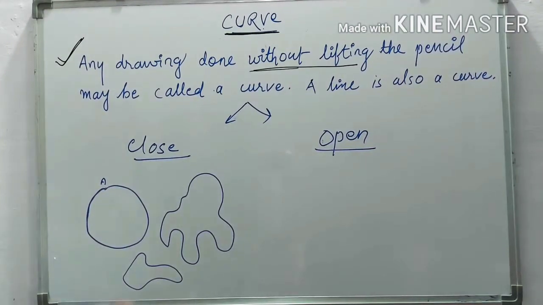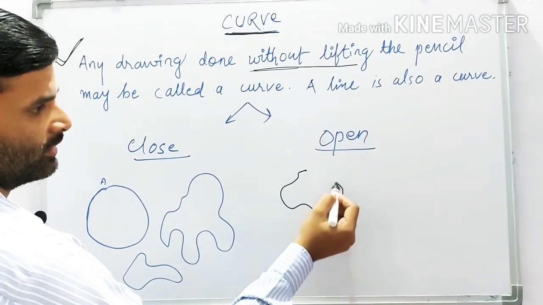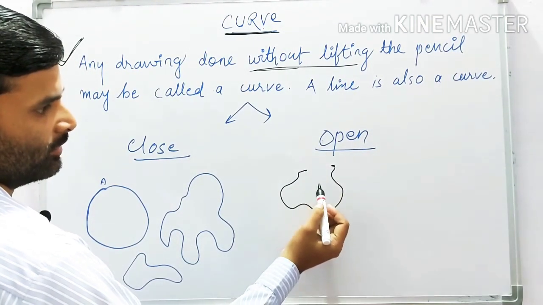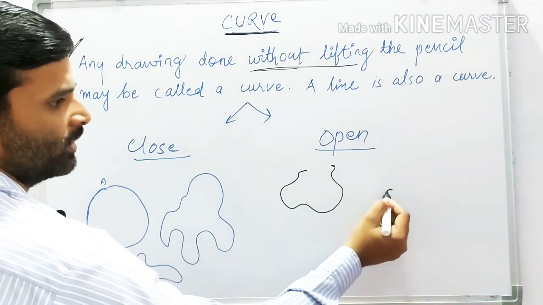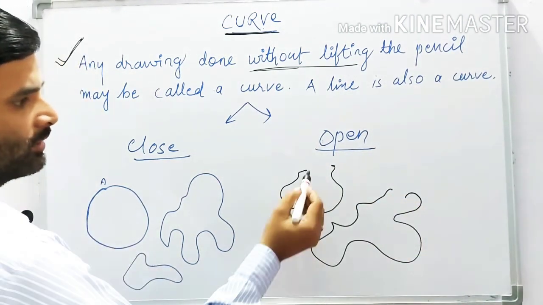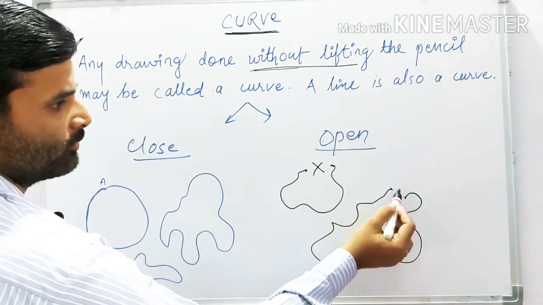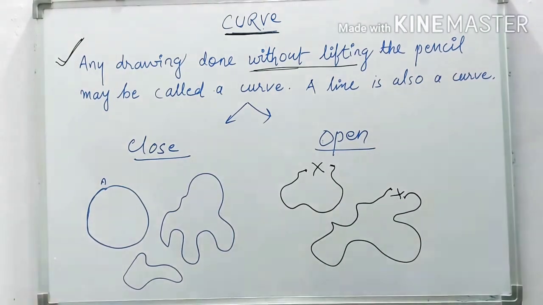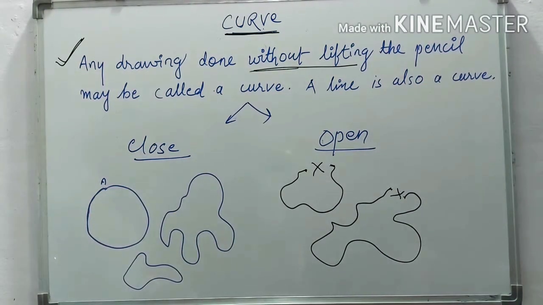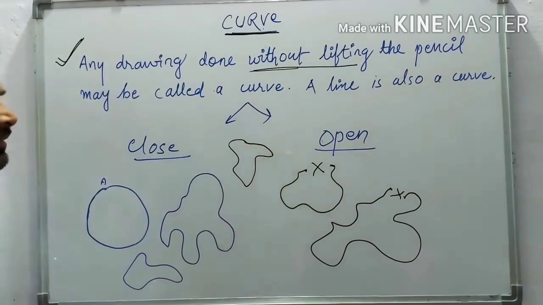And the opposite: suppose you start at a point and don't join the end point, this type of curve is called an open curve. Because the starting point and ending point are not joined, it's called an open curve. And a simple curve is when you draw simple diagrams.